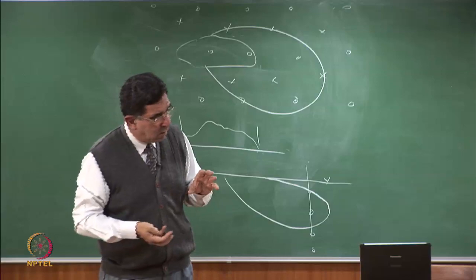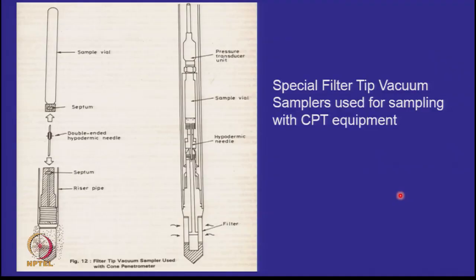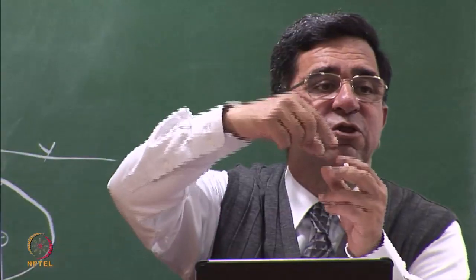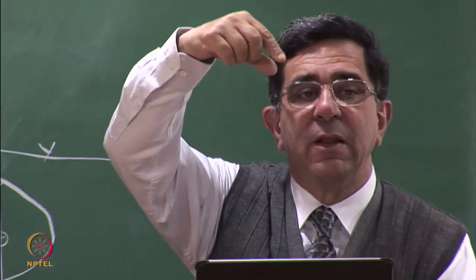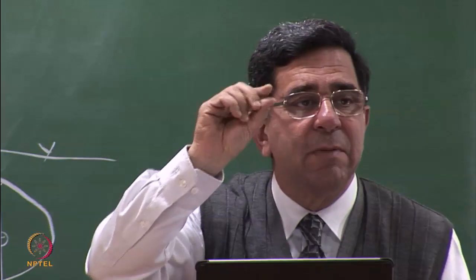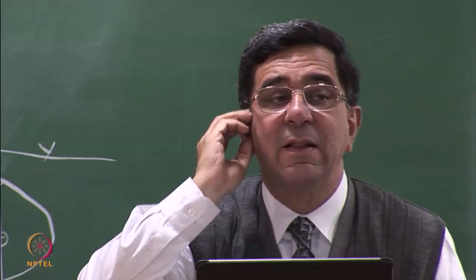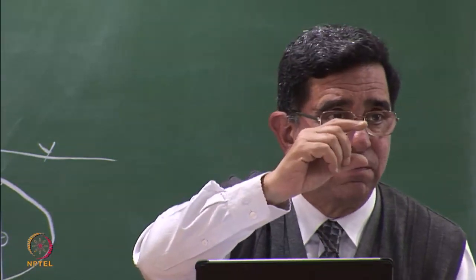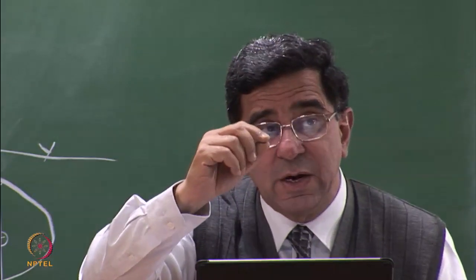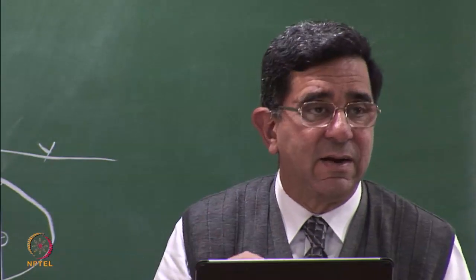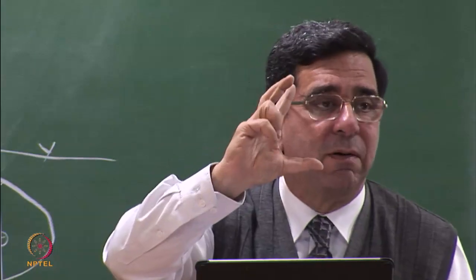So in this device which I am showing you here, this device is used with a static cone penetrometer which has a filter tip. That is the piezo cone. That's the cone, that's the filter. So think of a test tube with a rubber septum at the top, like that at the top of an injection bottle. And it is evacuated. That means it has a vacuum inside it. This is the basic sampler.